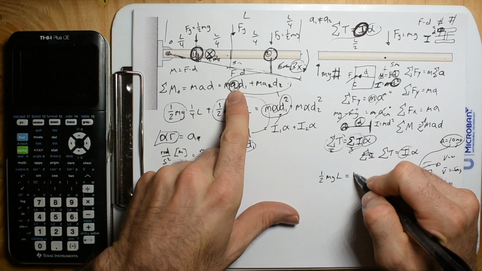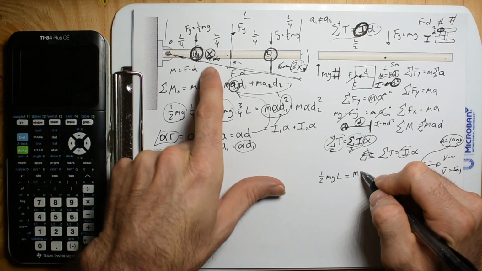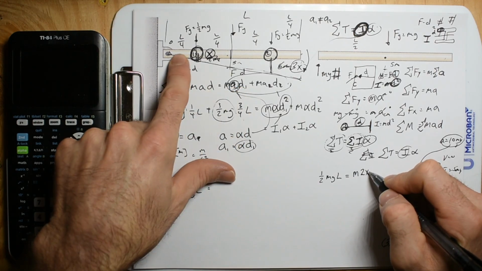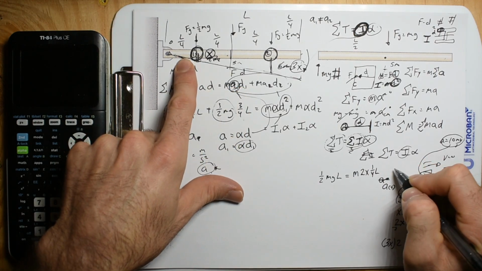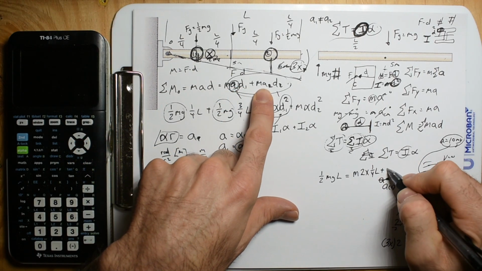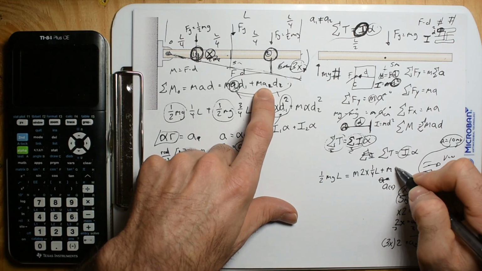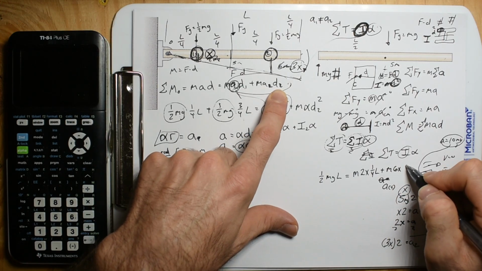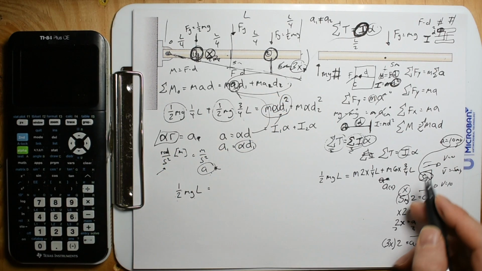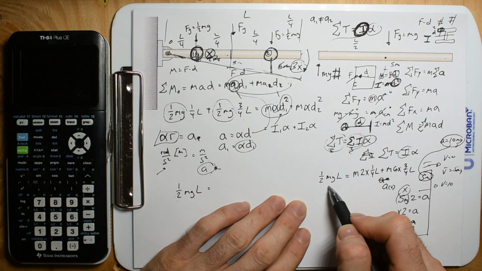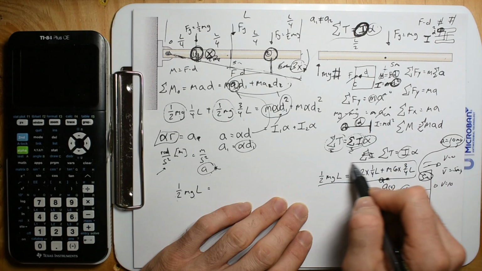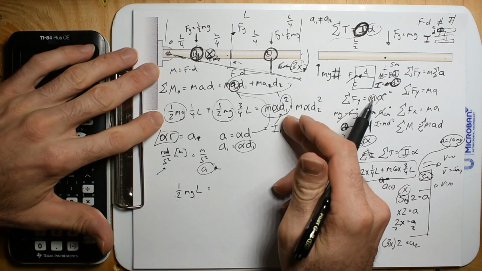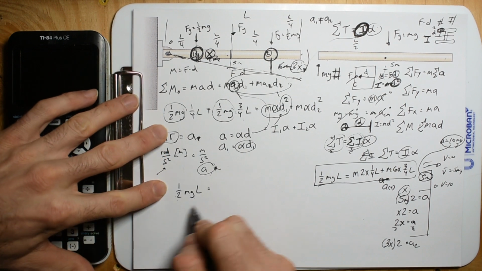So we have mass times 2x times d1, which is 1/4 L. And then we have this term, mass times, I'm just going to do 6x times 3/4 L. Alright, and then right here, we can solve for what x is. But now, let's go back over to this one, because this will probably be just a little bit easier.